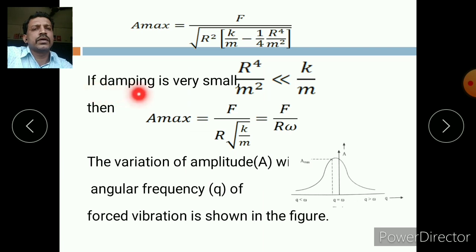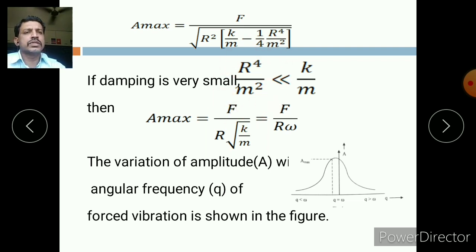If the damping is very small, therefore r⁴ upon m square is smaller than k by m, and therefore A max equals F upon r under root k by m. Means this k by m term is much larger as compared to r⁴ upon m square, therefore this is a negligible term.